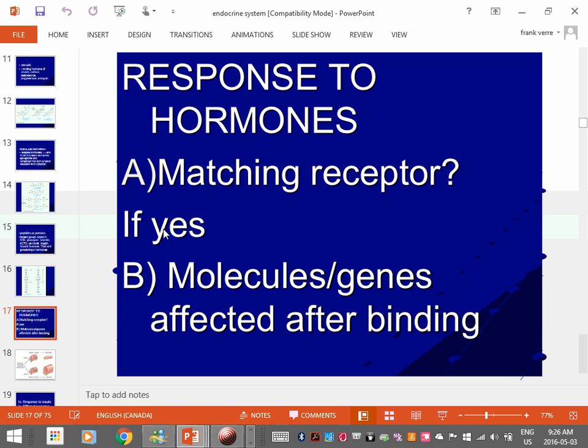Or your heart? Because think about this. When something goes in circulation, where does it go? It goes everywhere. So why doesn't your heart respond? Why your kidneys? What's that? Very good. They don't have a receptor for it.